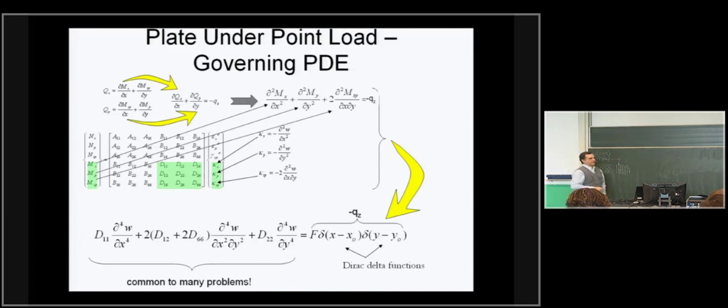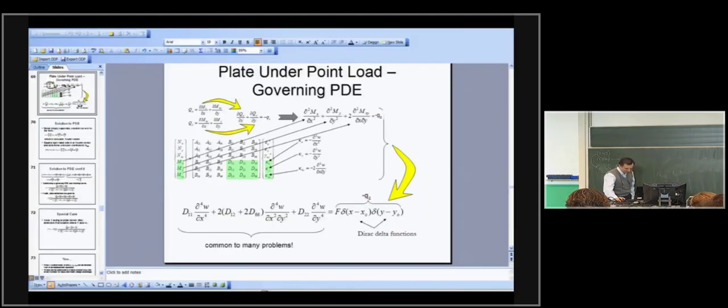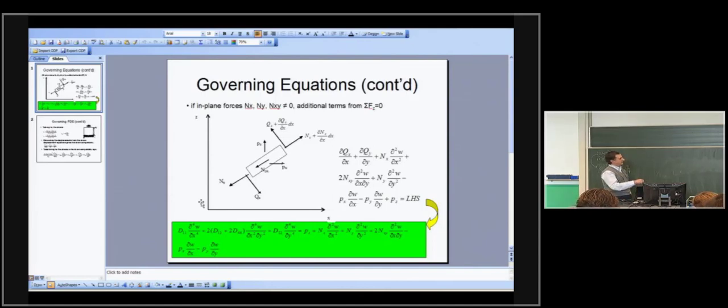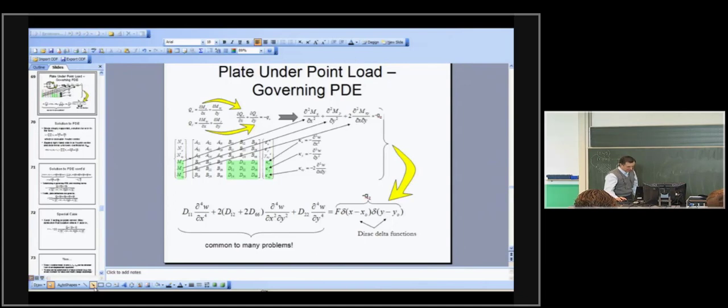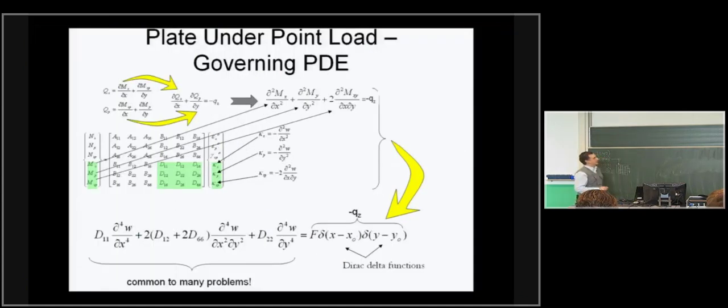And we need to get our governing equation. Now, we saw the governing equation before. If you look at the bottom here, this part is what is derived here, and this part is what we will be using in here. But to see more exactly what's going on, from the equilibrium equations shown here in terms of shear forces and bending moments, we have this equation. Minus QZ is the out-of-plane load.